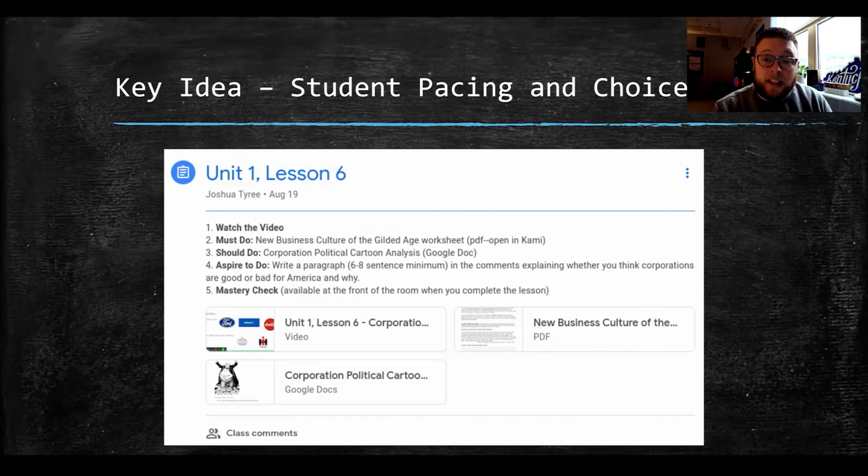And at the end of the lesson, everybody does a mastery check, which really is a formative assessment, which gives me data that I can go back and quickly look at and see who grasped what they needed, who needs to go back and work through this lesson again, or who has mastered it and can move on to the next lesson in the unit.